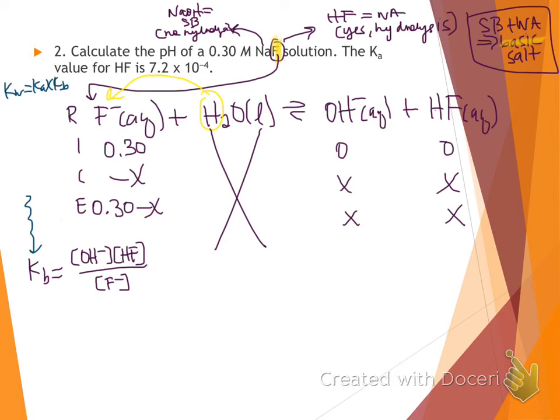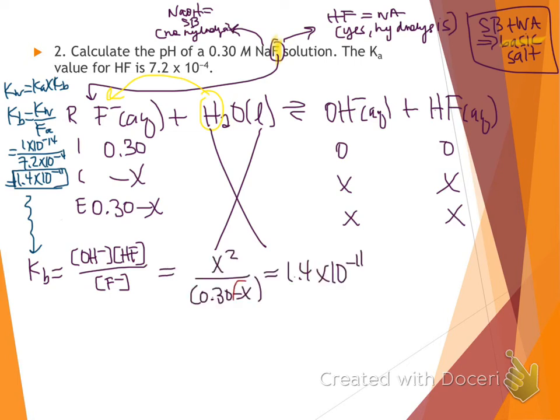So we can rearrange that to solve for Kb, giving us Kb equal to Kw divided by Ka. Kw is always 1 times 10 to the negative 14, and then we'll divide by that given Ka to give us our Kb value of 1.4 times 10 to the negative 11. Now we can go and substitute everything into that Kb equilibrium constant expression. Once again, here we can assume that our minus x is negligible.